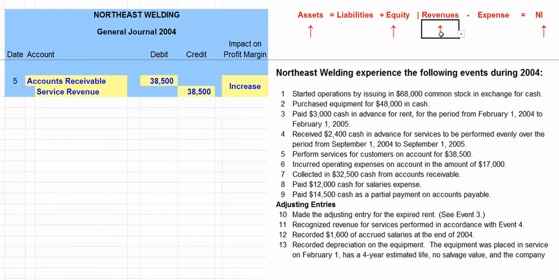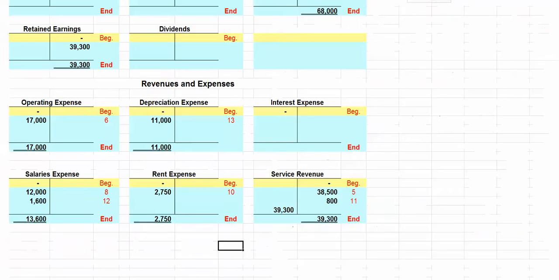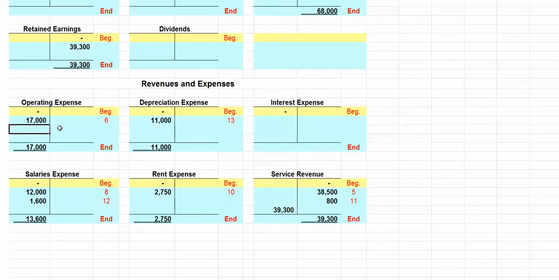Because recall, we said that revenues increase net income, which will ultimately increase retained earnings. Our expense accounts have debit balances. To close them out, or to zero out those balances, we need $17,000 credits. So we'll credit operating expense for $17,000, which makes the balance go to zero.